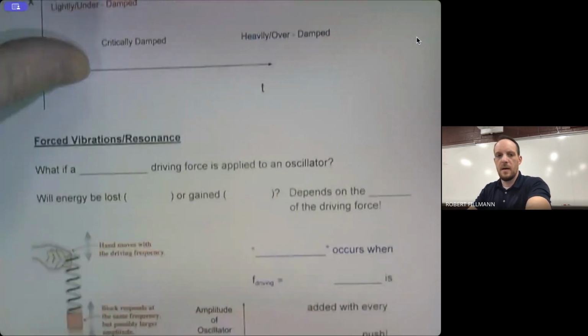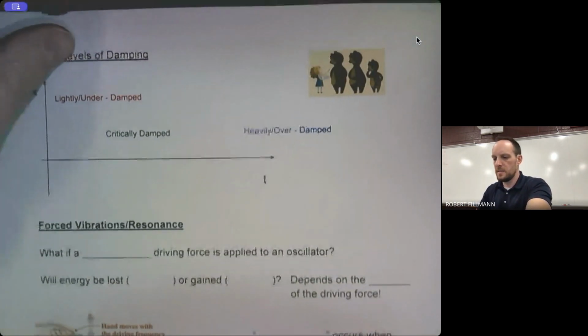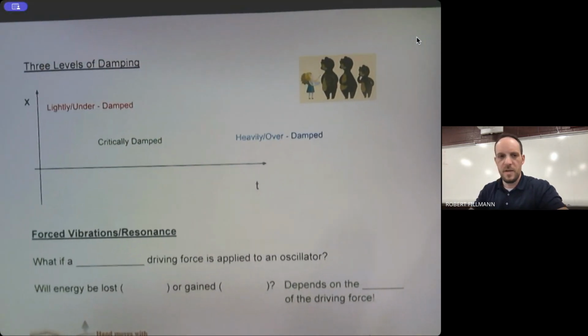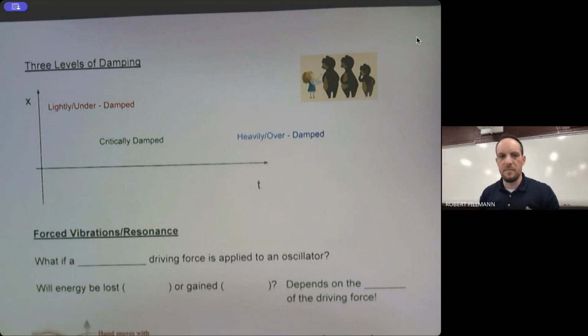The other thing that is important IB-wise is the vocabulary of 3 categories of damping, 3 different levels of damping, from a lot of damping to hardly any damping. And you can think about them. I got the 3 bears right here. It's like the 3 bears of damping: the papa bear, which is overkill; mama bear, which is not enough; and the baby bear, which is just right.